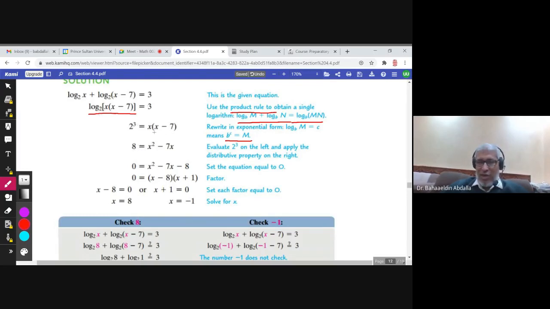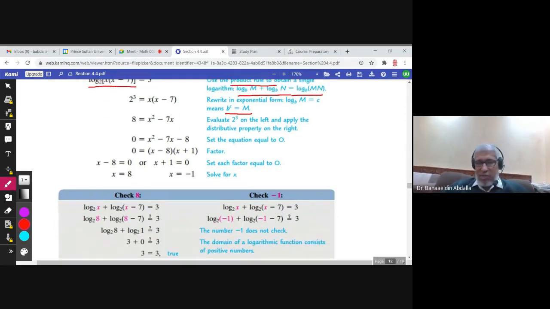You expand, you have x squared minus 7x. This is a quadratic equation, degree 2. So you have to take 8 to the other side. You have to leave one of the sides 0. And now you have x squared minus 7x minus 8 equals 0. You solve this quadratic equation.